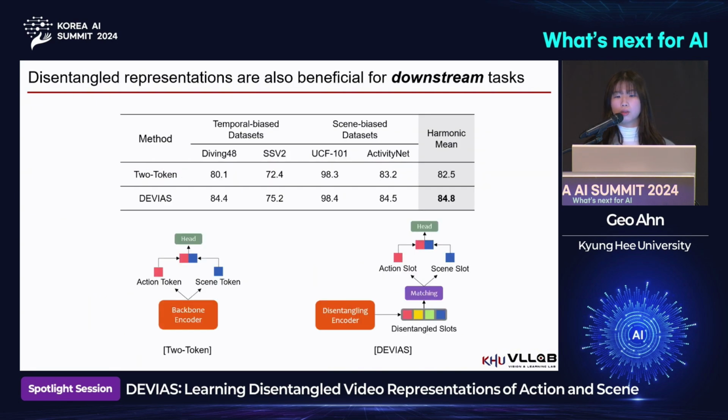We also evaluate on downstream tasks using datasets with diverse characteristics. DEVICE achieved the highest harmonic mean, which means that the disentangled action and scene representation is good pre-trained knowledge for various types of downstream datasets.